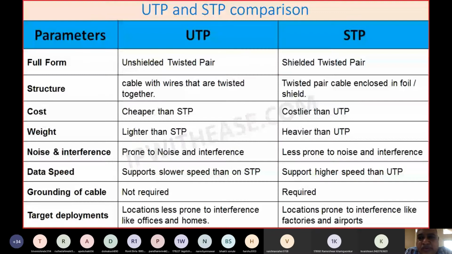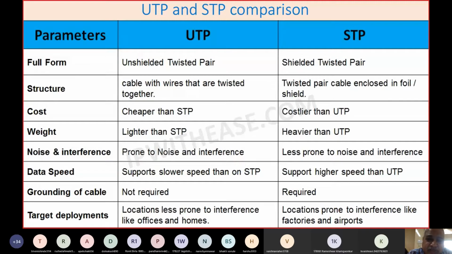So if you see the differences between UTP and STP, as I said, the long form is unshielded twisted pair and shielded twisted pair. This is cable with wires that are twisted together. This is twisted cable enclosed in a foil shield. UTP is cheaper than STP. STP is costlier than UTP. UTP is lighter because there is no sheath, while STP is heavier than UTP. UTP is prone to noise and interference. Here, STP is less prone to noise and interference. UTP supports slower speed. Obviously, STP will support higher speed.